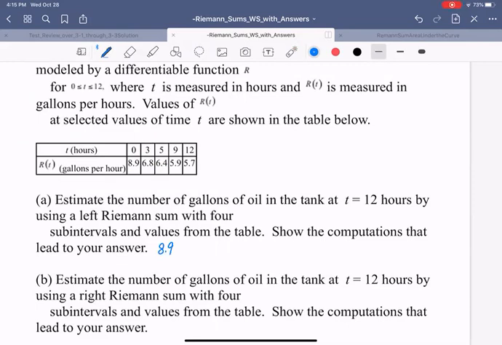Left Riemann sum. So it's 8.9 times 3, from the left. And then you do 6.8 times 2, right? Next is 2. Then you plus 6.4 times 4. And then you plus 5.9 times 3. All right. Does this make sense? Yes. Okay.